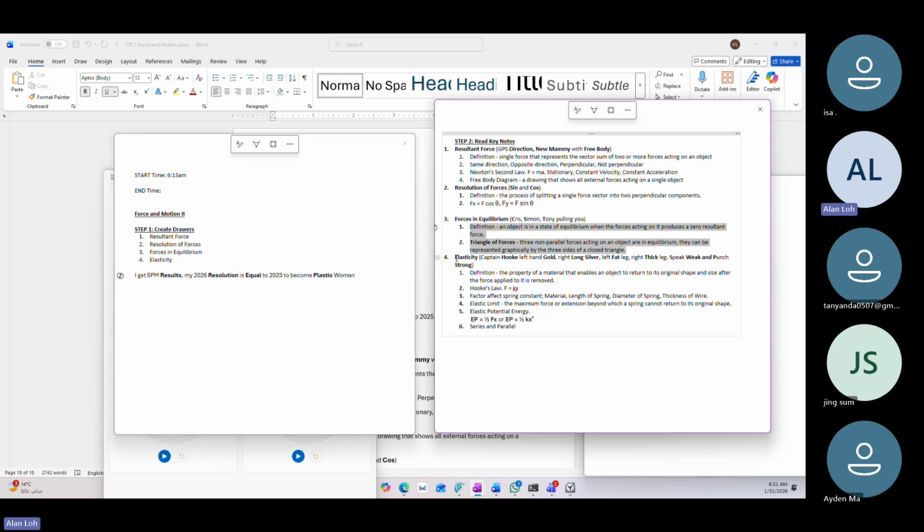Last drawer, elasticity. This is the plastic woman or plastic man. And here you have a bit more information that you need to know related to elasticity. You have Hooke's law. You have the factors affecting the spring constant. So now you know that there's something you have to learn related to springs. And then there is the elastic limit. You know that a spring, you cannot pull it unlimited. There is this elastic limit. And what is this limit? This is the limit.